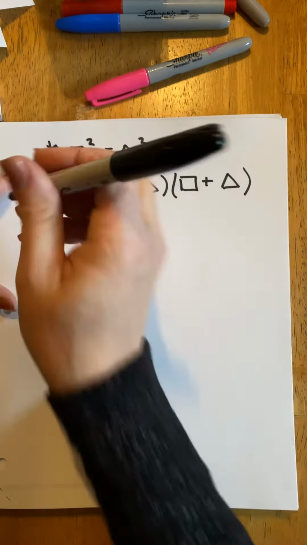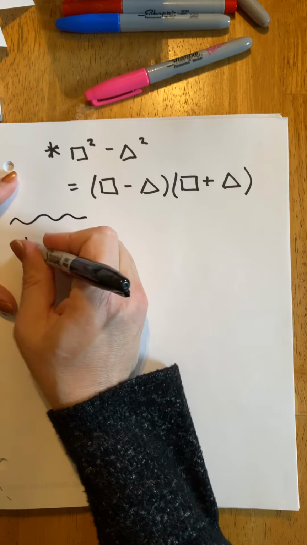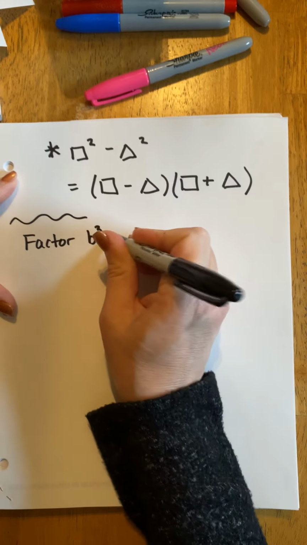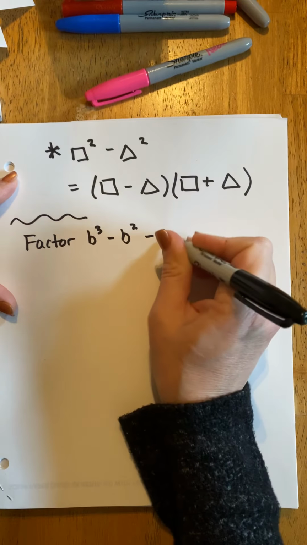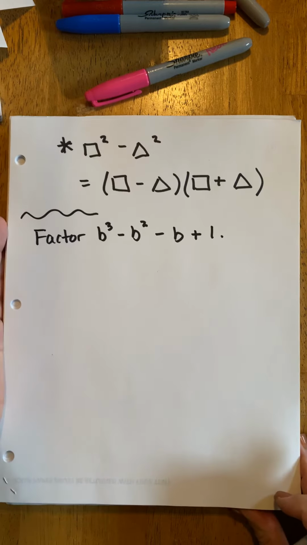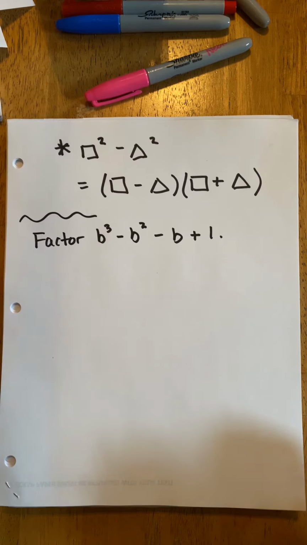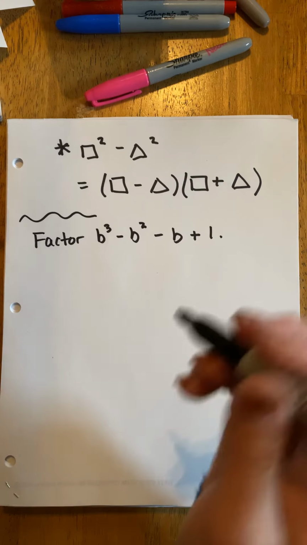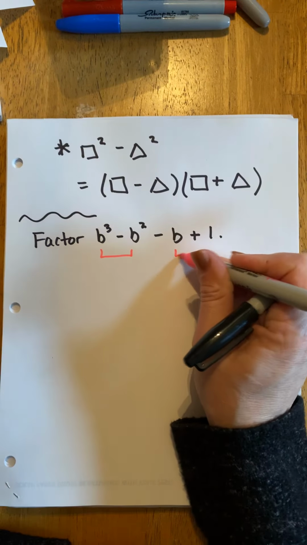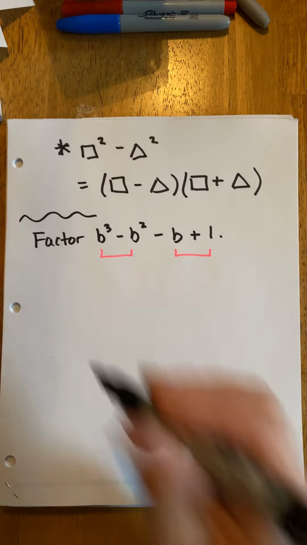All right, don't forget, what if you were asked to factor something like this? b cubed minus b squared minus b plus 1. Now back in Math 137, we were taught that anytime we saw a four-term expression that could not be simplified, to try grouping. So in other words, group them in pairs. You can only group when you have an even number of terms.